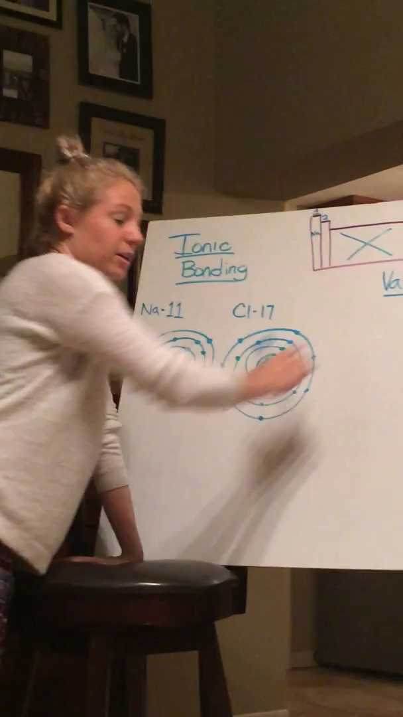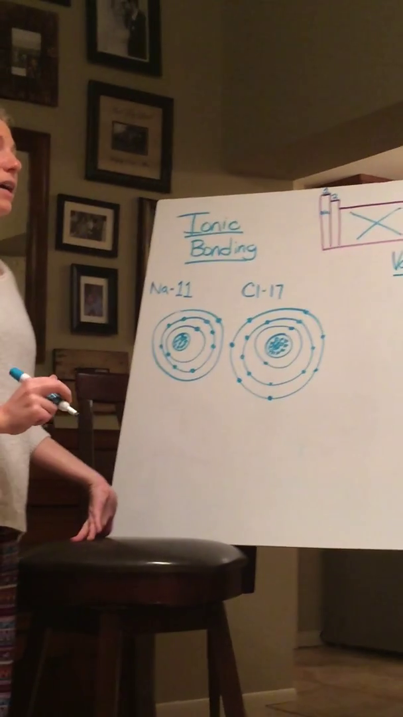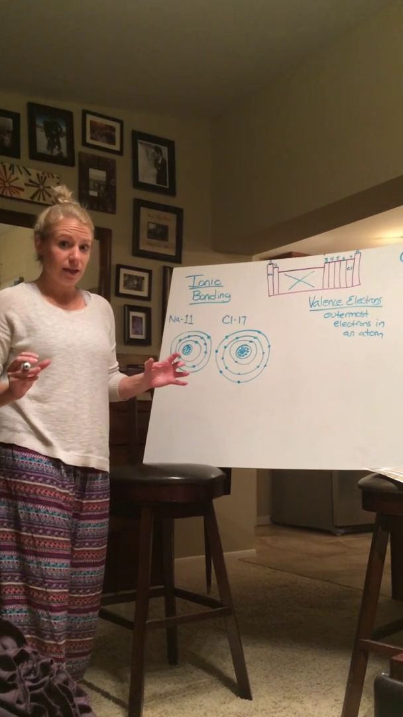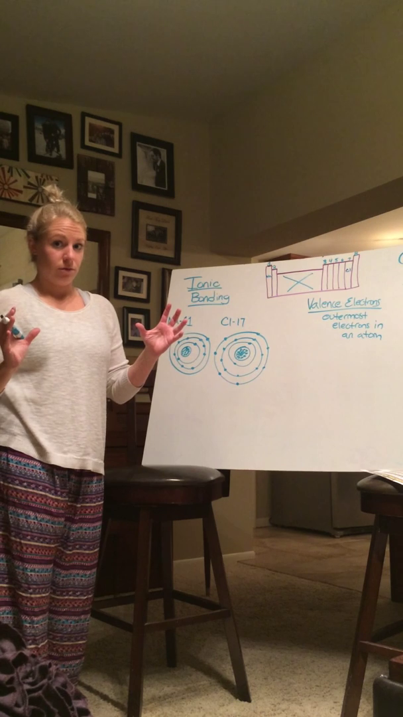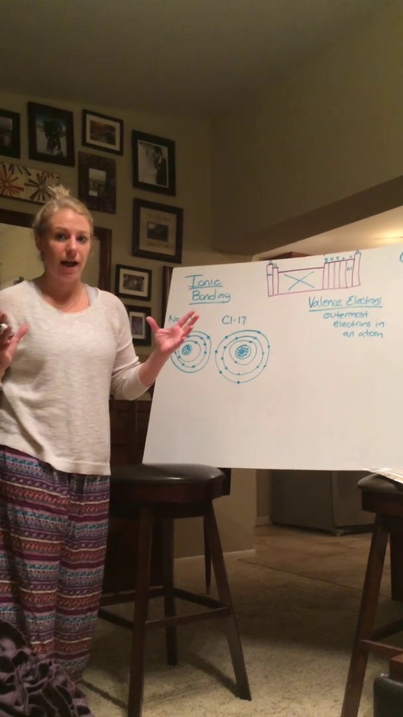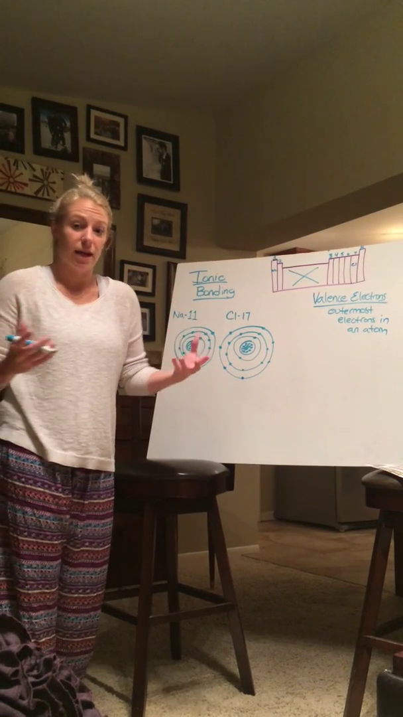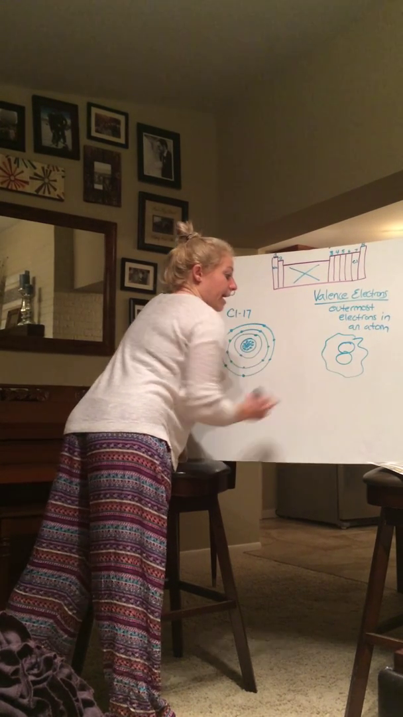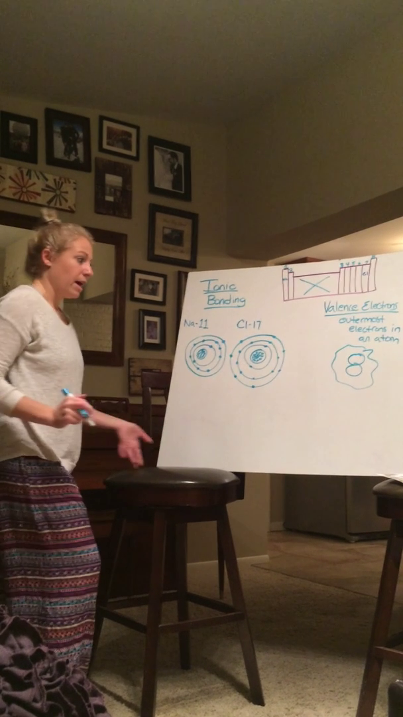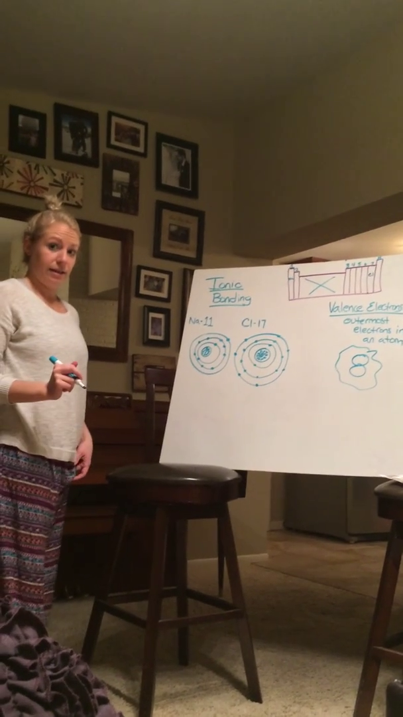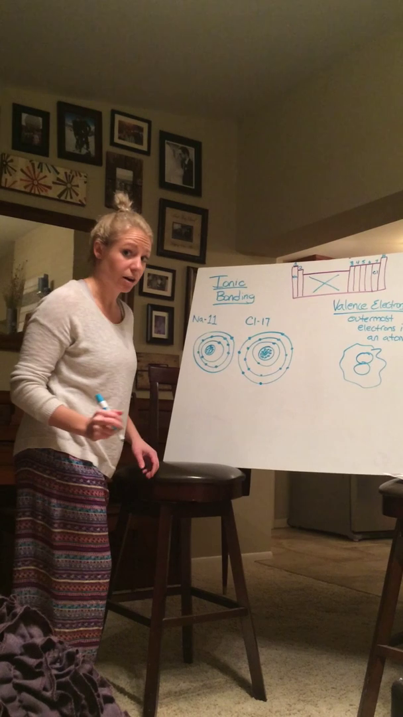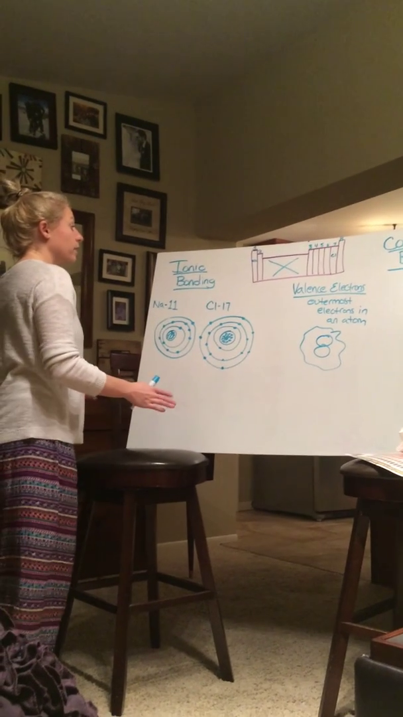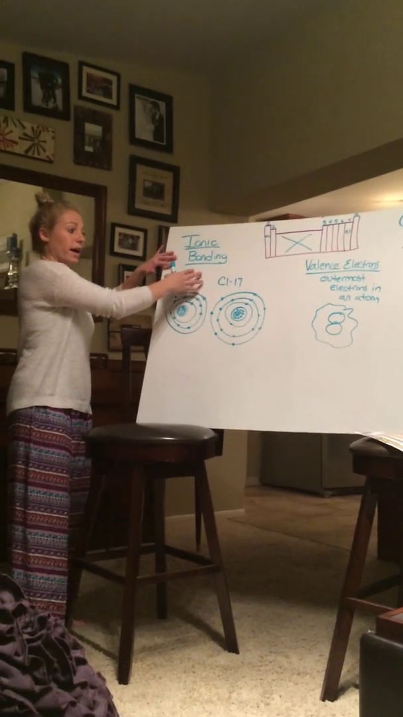The reason valence electrons are super important is because they make an atom stable. Stability is super important. That's the goal of every single atom in the entire universe, to become stable. How they become stable is they want 8 valence electrons. How they're going to get to 8 is they're either going to share electrons with covalent bonding, or they're going to transfer electrons with ionic.